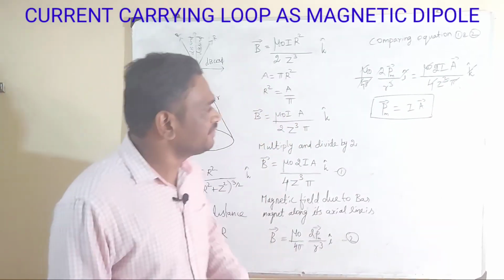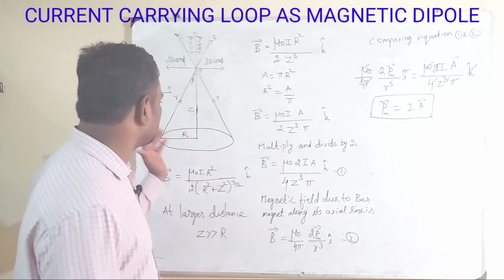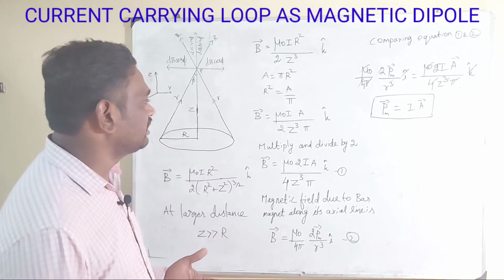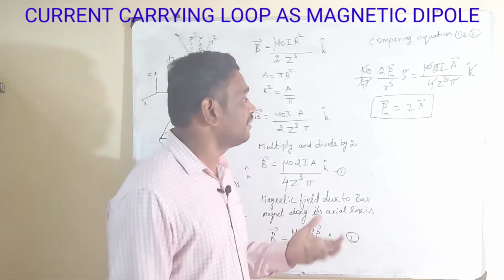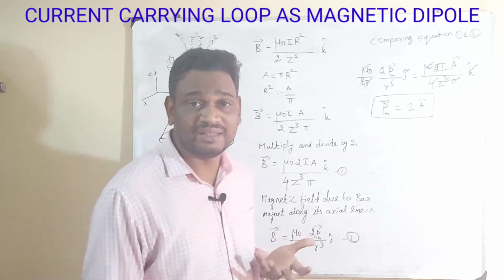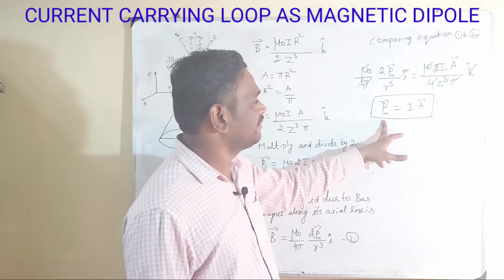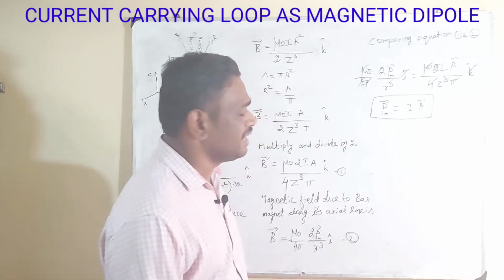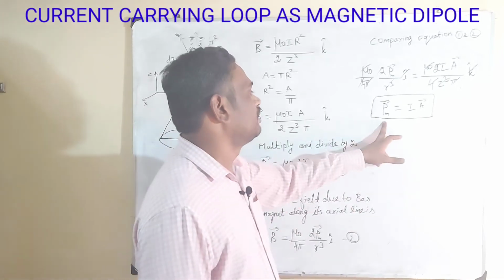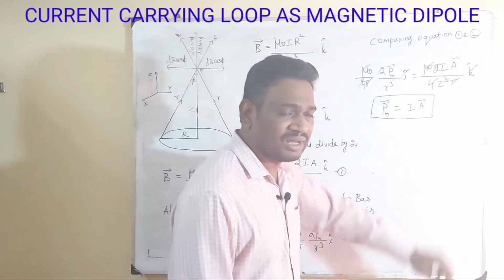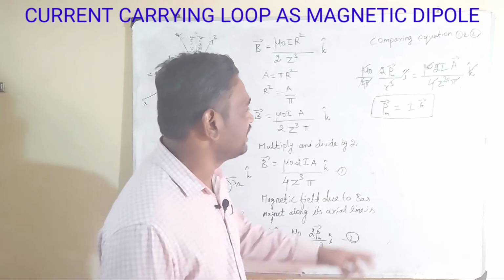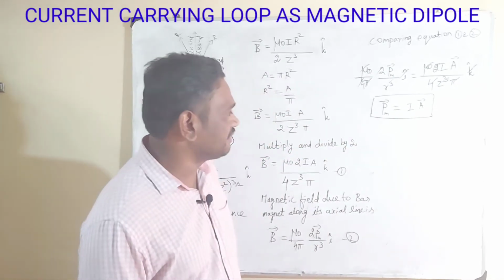It means the circular loop, the current carrying loop, behaves like a magnetic dipole moment. It has a magnetic dipole moment. It acts like a bar magnet, so it has a magnetic dipole moment PM vector equal to I A vector. So the magnetic dipole moment of the current loop is defined as the product of current into area vector.